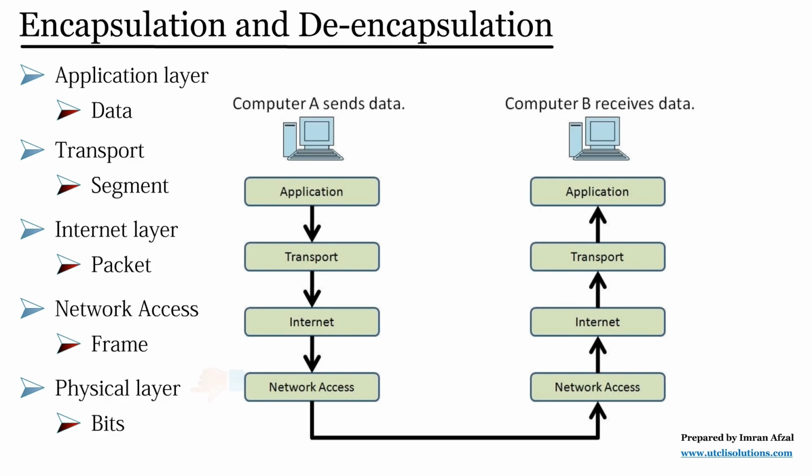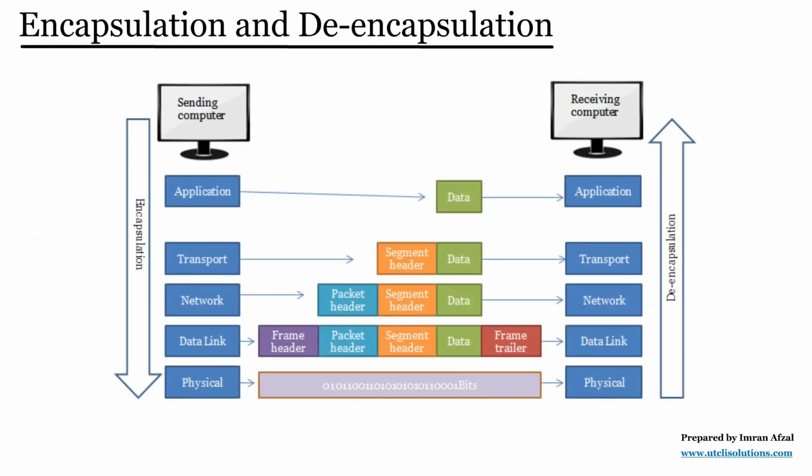These names help identify where a problem might occur during transmission. For example, if a frame is dropped but the packet is intact, the issue is likely at the network access layer. To summarize, encapsulation is the process of adding headers and trailers to data as it moves down the layers for transmission.